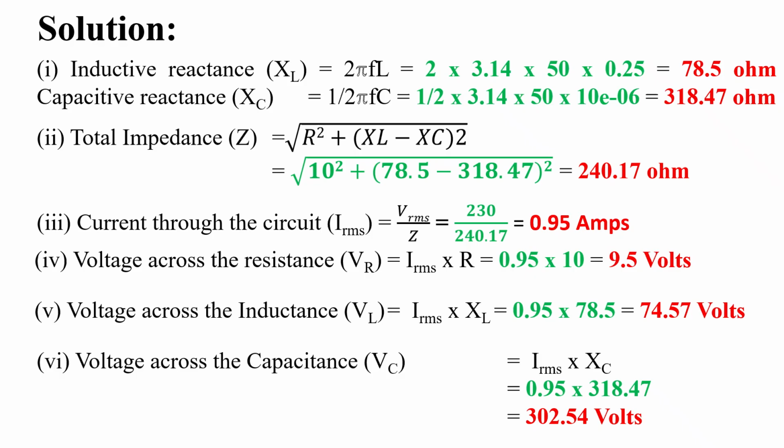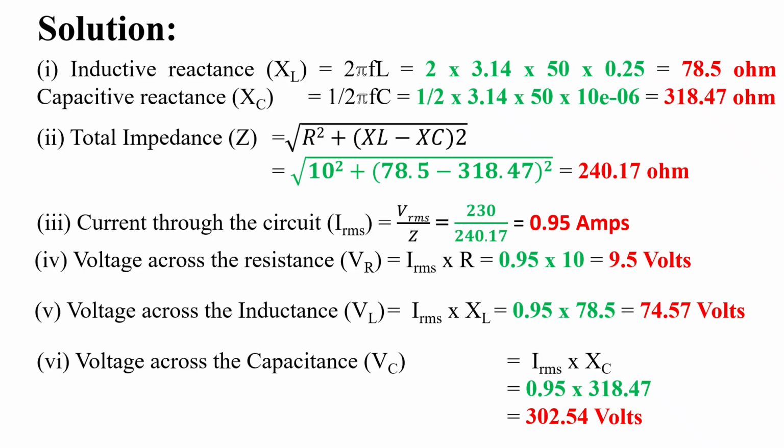So as I mentioned earlier, use the formula properly, substitute the values from the question, and you'll get XL equal to 2 pi fL. So f is 50, L is 0.25. Similarly, for capacitive reactance, 10 microfarad, that is 10 power minus 6. From that we find out the total impedance, we got 240.17 ohms. Then current through the circuit, Vrms by Z. Vrms is given in the question as 230 and Z we got as 240.17.